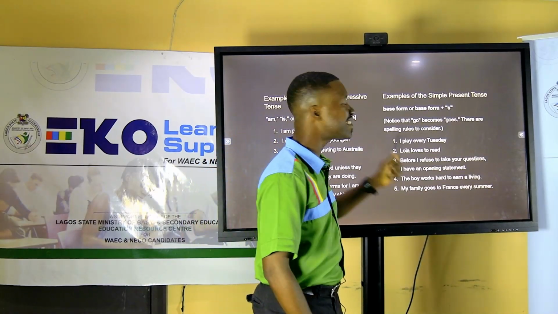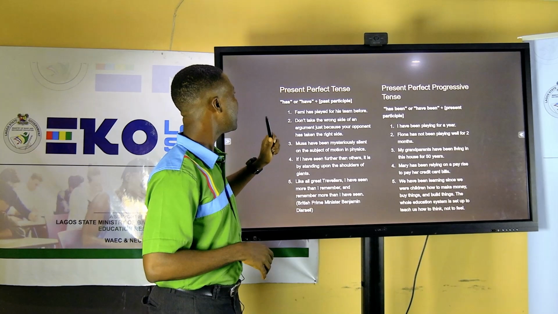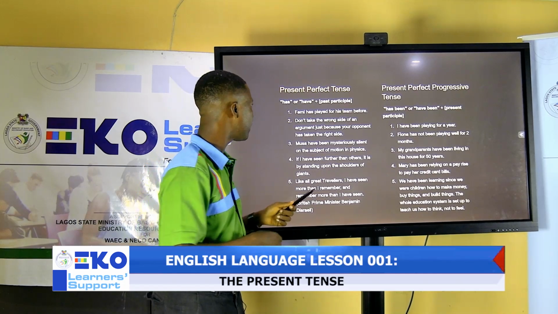Let's take an example of the simple present tense. Number 1, I play every Tuesday. Lola loves to read. Before I refuse to take your questions, I have an opening statement. The boy works hard to earn a living, and my family goes to France every summer. Let's look at the present perfect tense.